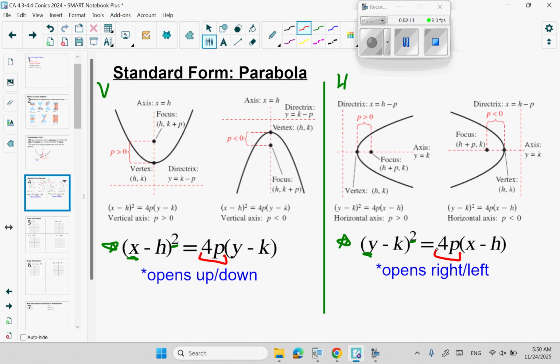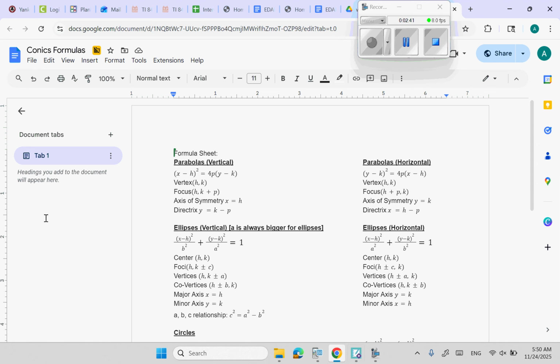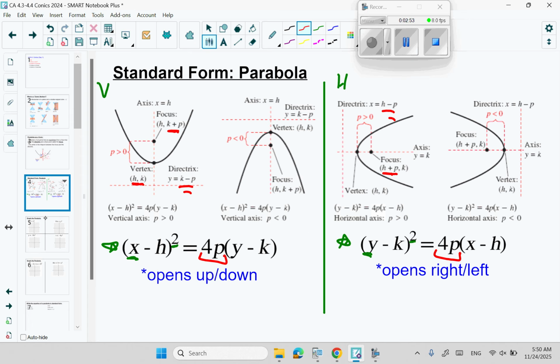In terms of other things that are important, the vertex is (h, k), like it usually is. The focus in both situations is adding p to one of the two coordinates, and the directrix is subtracting p, which again should make sense because the parabola is equidistant from both. So quickly, I've made a formula sheet here where if it's vertical, you follow these ones, where focus is (h, k plus p), directrix y equals k minus p, or if it's horizontal, you follow these. And then we'll get into some of these other ones later.